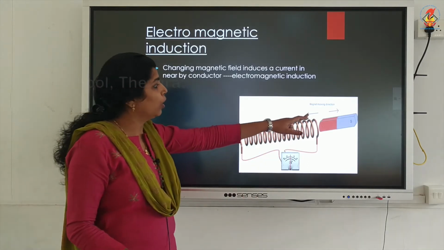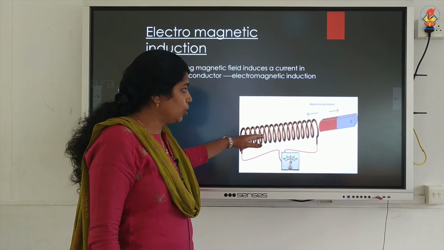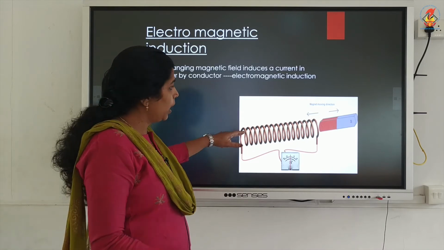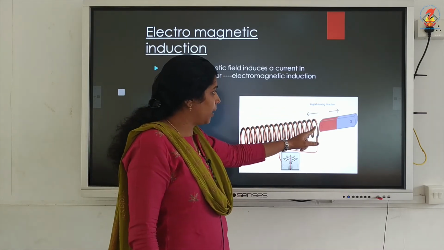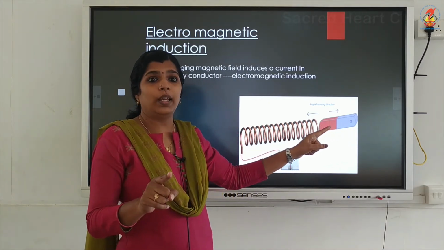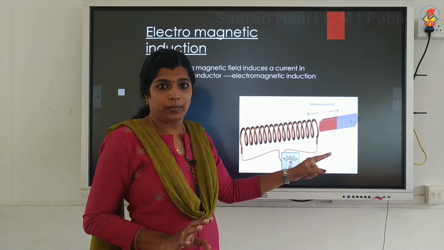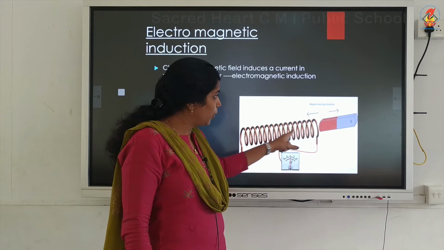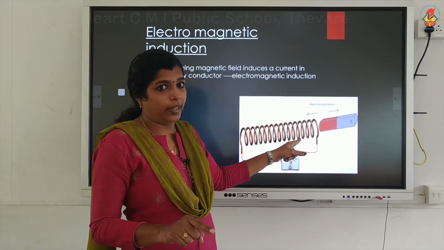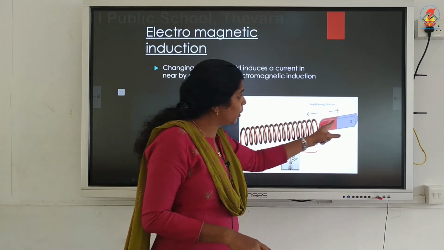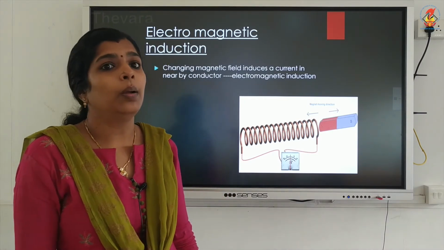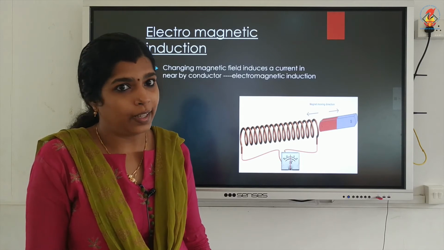So, if you move the north pole of that magnet into the coil, there will be a deflection in the galvanometer, and if you move the north pole of this magnet away from this coil, then also a deflection will be there in the galvanometer, but the deflection is in the opposite direction.